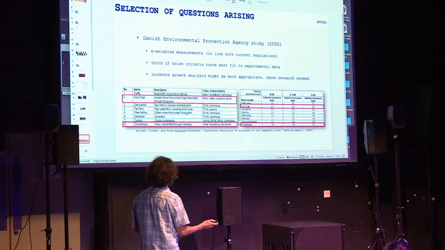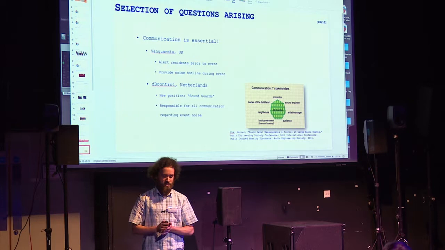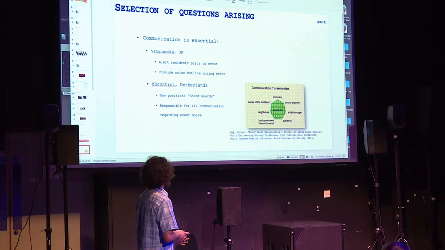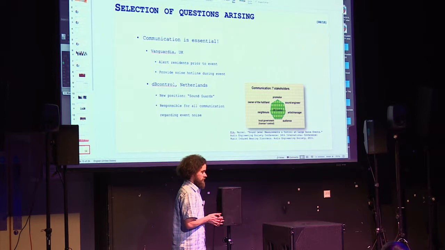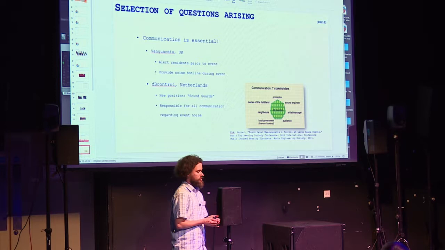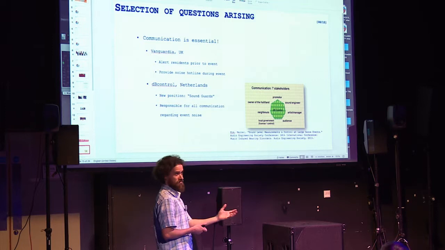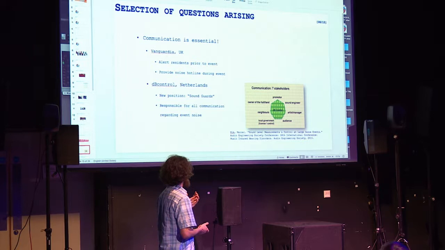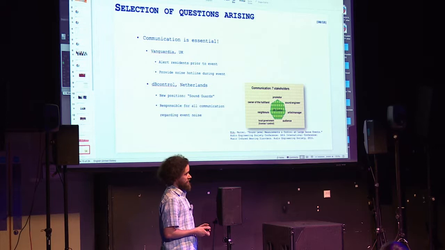On a non-measurement side of things, this is actually something that we are in agreement on, and I haven't seen anyone say otherwise yet. Communication is essential in terms of annoyance. So Vanguardia in the UK, primarily with Jim Griffiths, found that a targeted communication campaign before a large event happens in the community, where they tell all the residents that this event's happening, you know, brace yourself, and giving them a noise hotline to call during the event, actually significantly reduces annoyance to the point where there are very few complaints.